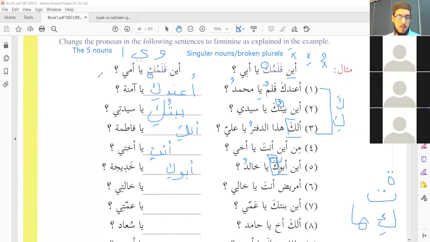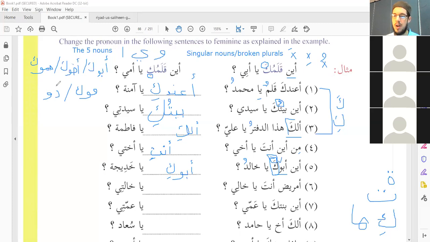Let's see if I can run out of space here. We have abu, akhu, hamu. Those are the 3. You can pair them as 3. They're easy to remember because they're all on the same phonetic pattern: abuka, akhuka, hamuka. And then the 2 weirdos are fuka, and dhu.